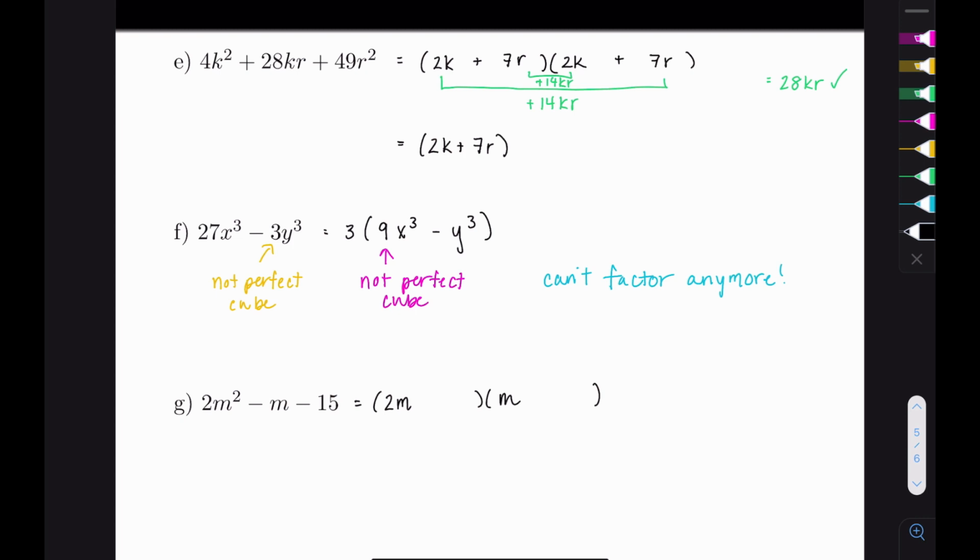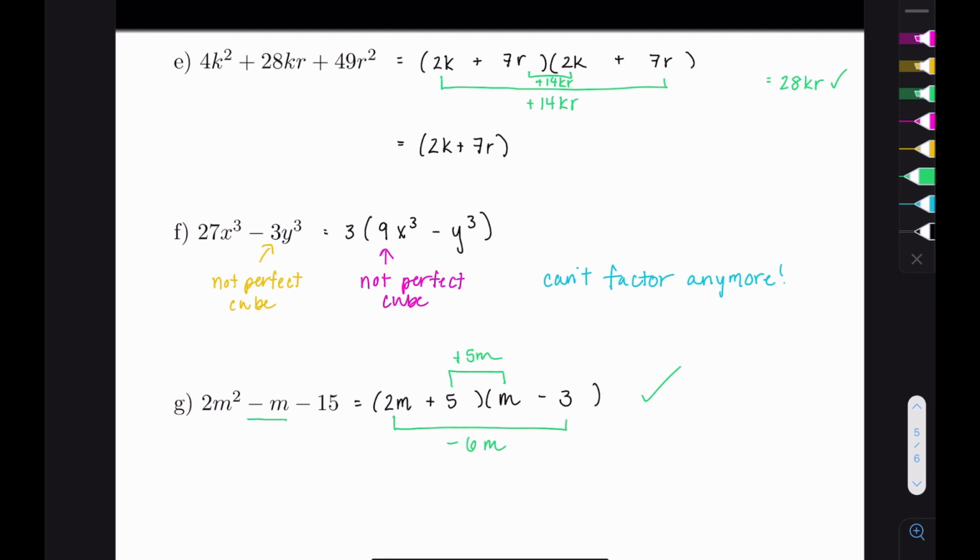I have 5 and 3. One has to be positive, one has to be negative. So let's try to put the positive 5 here and the negative 3 here. And in doing so, if I look at my outer term, that gives us negative 6m. The inner term gives us positive 5m. If you add those together, it does give you the correct middle term. So this is the correct factoring.